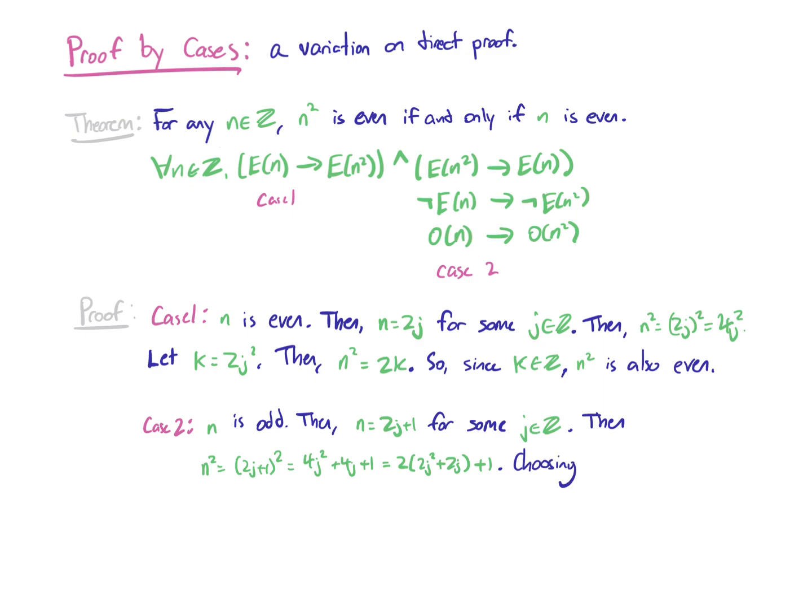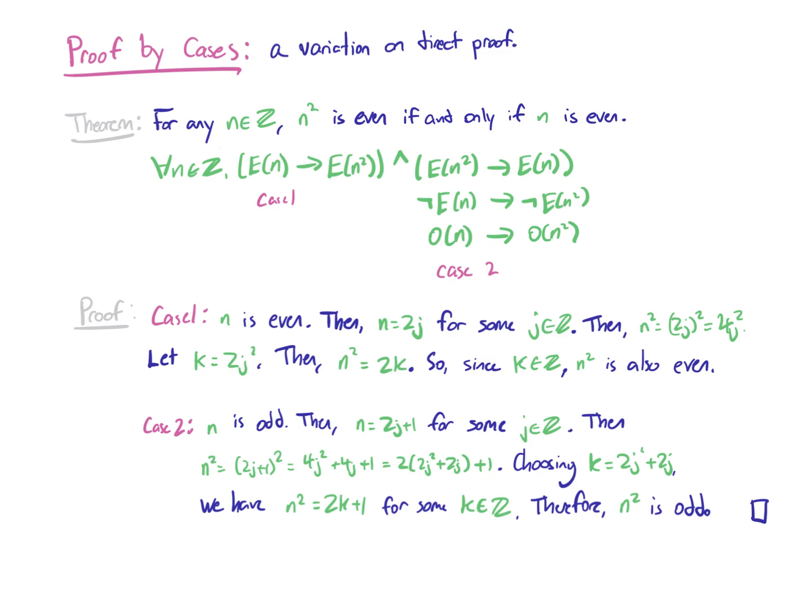Choosing k to be equal to 2j squared plus 2j, we have that n squared is equal to 2k plus 1 for some k in the set of integers. Therefore, we've shown that n squared is odd. And that completes our proof.